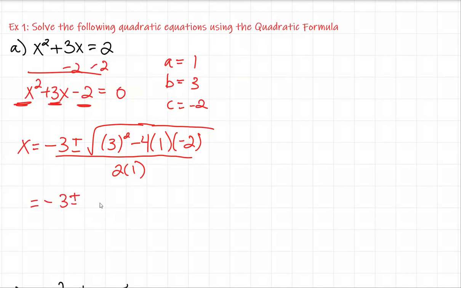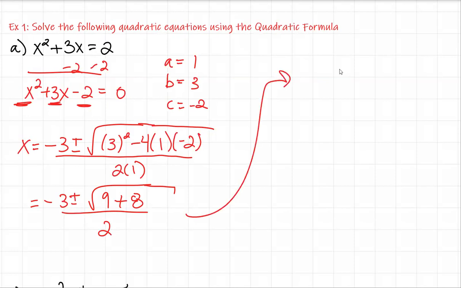Negative 3 plus or minus the square root of 3 squared is 9, minus, so we have negative 4 times 1, which is negative 4, times negative 2. Since it's a negative 4 times a negative 2, that becomes plus 8, right? You want to always be careful with your signs when you're doing the 4ac part, right? Careful with your signs. Divided by 2. Okay, so let's go ahead and do one more cleanup. We got x is equal to negative 3 plus or minus the square root of 9 plus 8, that's root 17, over 2.